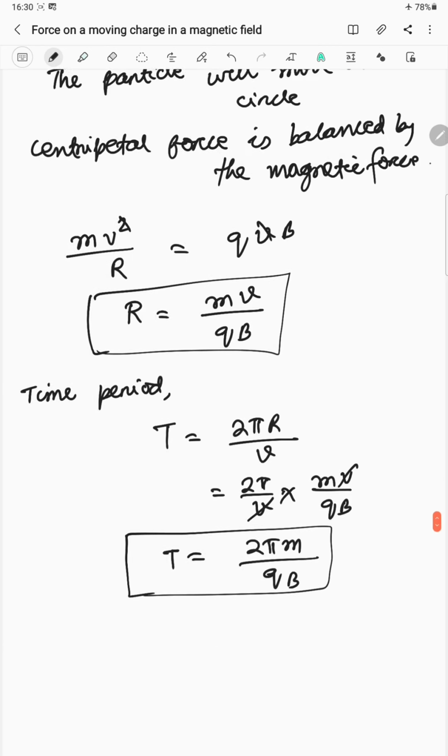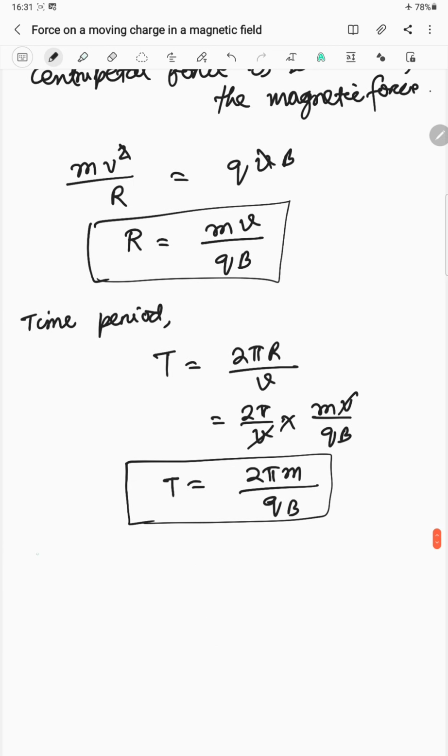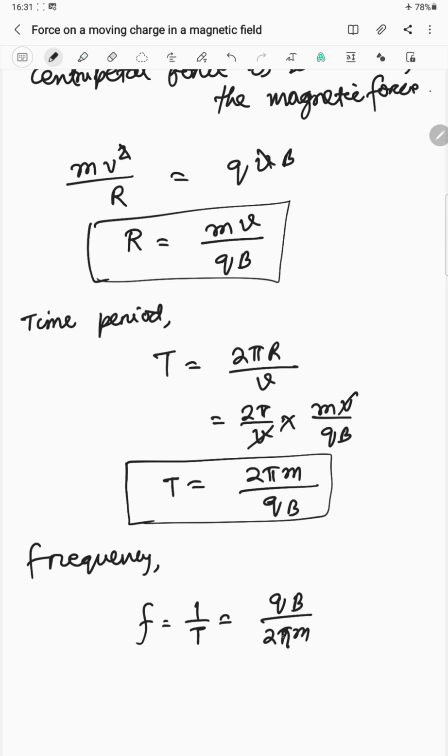Then once you get the time period, you can easily calculate the frequency. And what is frequency? f is equal to 1 by T. That will be equal to qB divided by 2 pi m. So all these things are required for our next class when we will study about cyclotron.